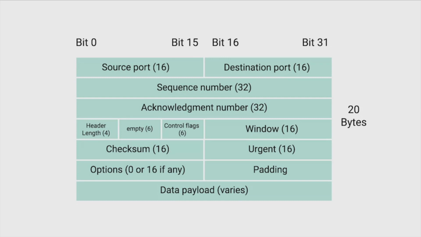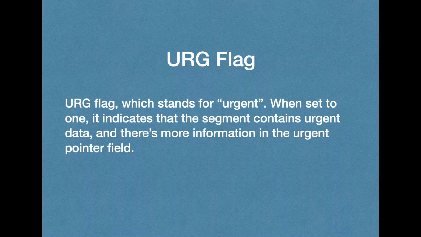Now, TCP makes this possible through the use of 6 distinct control flags. These flags are like secret handshakes that computers use to communicate. But remember, their order isn't necessarily based on frequency or importance. The first flag we encounter is the URG flag, which stands for urgent.